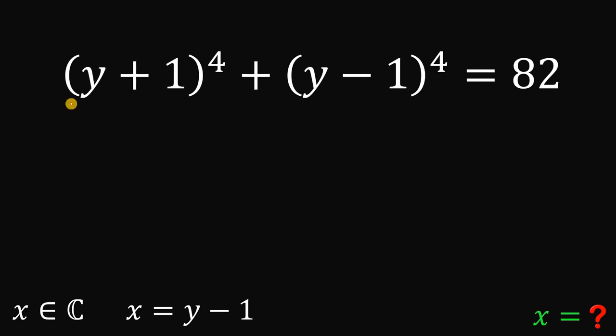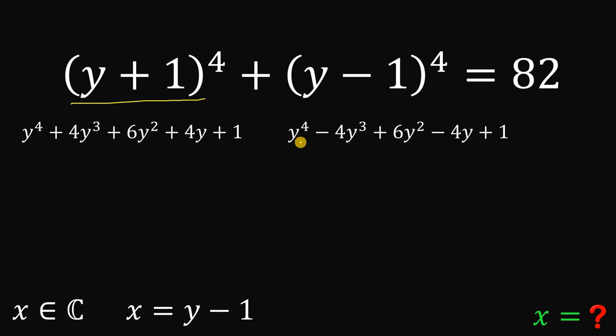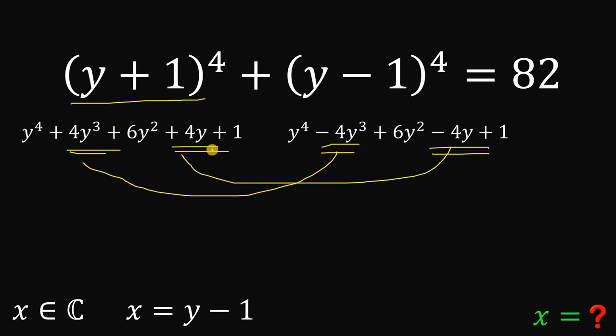Now, here's the good thing. If we expand (y + 1)^4, we get y^4 + 4y^3 + 6y^2 + 4y + 1. And if we expand (y - 1)^4, we get y^4 - 4y^3 + 6y^2 - 4y + 1. Now, why do we emphasize this negative 4y^3 and negative 4y? Because we have positive 4y^3 and positive 4y right over here. So if we add, this is gone, this is just 0.